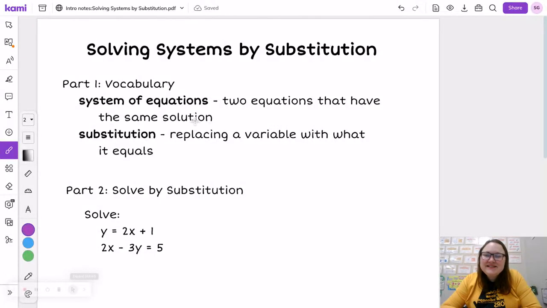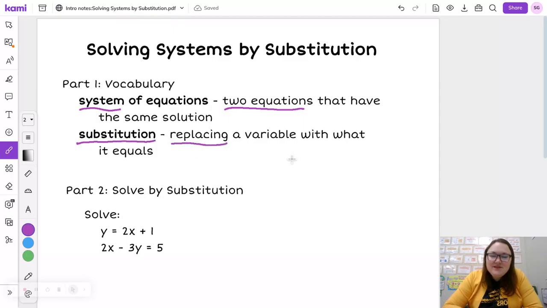Hi algebra students, this is our introduction video for our lesson on solving systems by substitution. A quick review of some of the vocabulary we have learned. Anytime you see the word system, it means in this class that we are talking about two equations, and those two equations would have the same solution. When we use this word today, substitution, remember substitution means replacing.